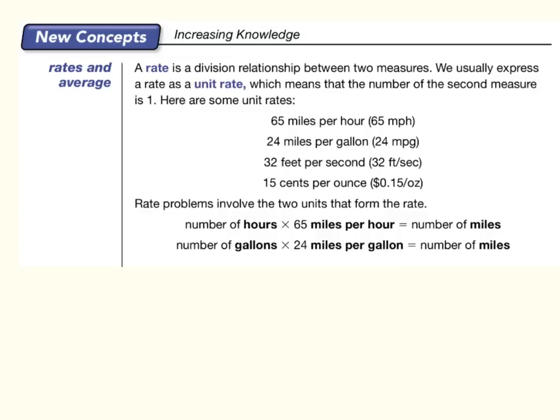And then it says here that rate problems involve the two units that form the rate. So let's see. Number of hours, if you multiply that times 65 miles per hour, you'll get the number of miles. Write that down in your notes. And if you take the number of gallons and you multiply times your unit rate, which is 24 miles per gallon, you'll get the number of miles traveled. And you'll kind of need this information to solve some problems. All right, once you get that in your notes, let's move on.